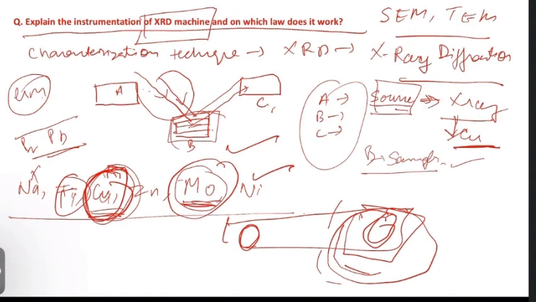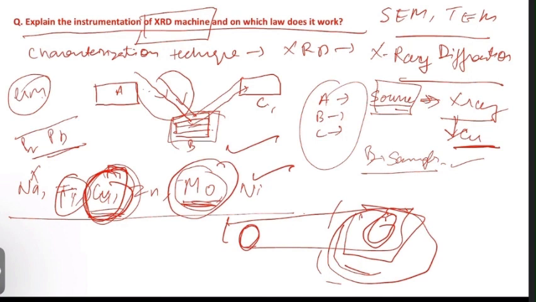Can we use liquid samples? Can we use semi-liquid samples in XRD? No, ma'am. It should be in powder form only. Earlier we were able to study only powder samples. Now we have a sophisticated, very advanced instrument, so we can use liquid and semi-liquid samples. We can take XRD of butter, oil, etc. So now there is no such limitation.